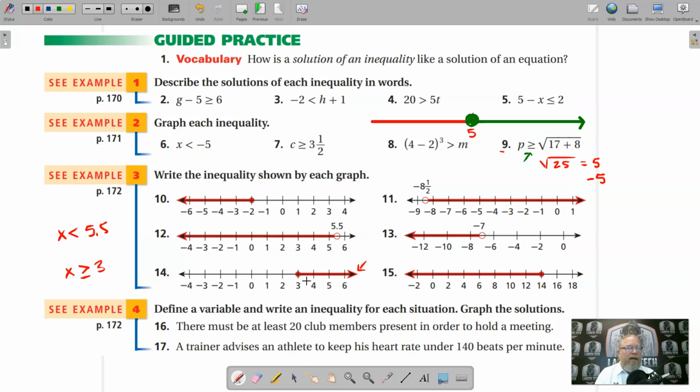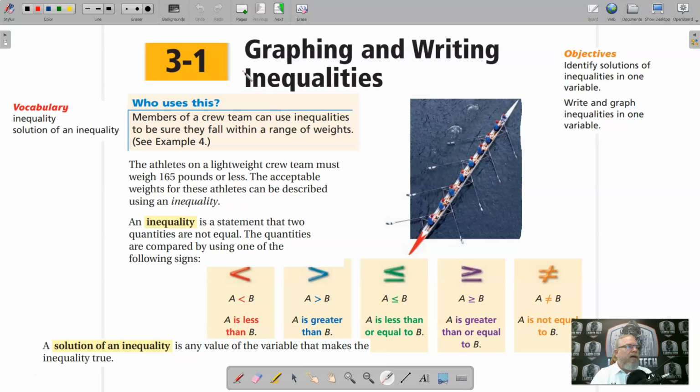All right. So I'm going to stop there on the guided practice portion. And that pretty much concludes my presentation of Algebra 1, Chapter 3, Lesson 1, Graphing and Writing Inequalities. Thank you.